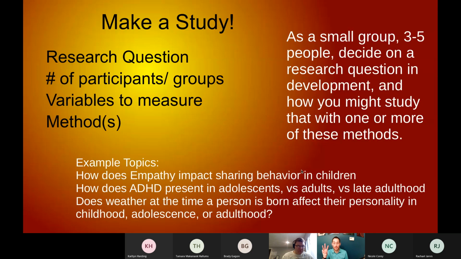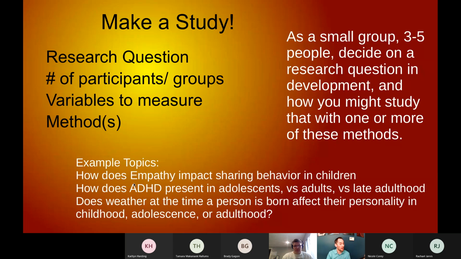So there are 3 possible questions you and your group can answer. Question 1, how does empathy impact sharing behaviors in children? As a group, you would say, okay, what variables do we need to look at? What participants do we need? What kind of methods are we going to use? Are we going to do surveys, or is it going to be longitudinal? Are we going to do interviews? Is it going to be cross-sectional? Things like that. Are we going to do an experiment? So for question 1, if that's the one your group decides on, figure that out.